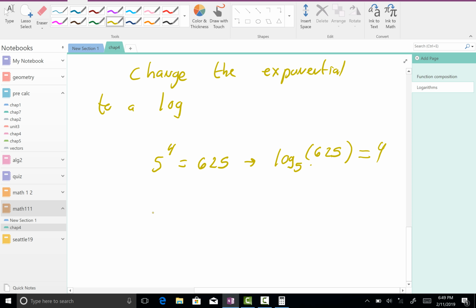So let's try another one. Let's go with 2 to the 6th is equal to 64. Then the log, what's the base? 2. What are we going to take the log of? 64, and what's that supposed to equal? 6. And if you try it out, you'll see it works. Are you able to find those log things okay in Desmos? Have you tried it yet? The log A, changing that base.